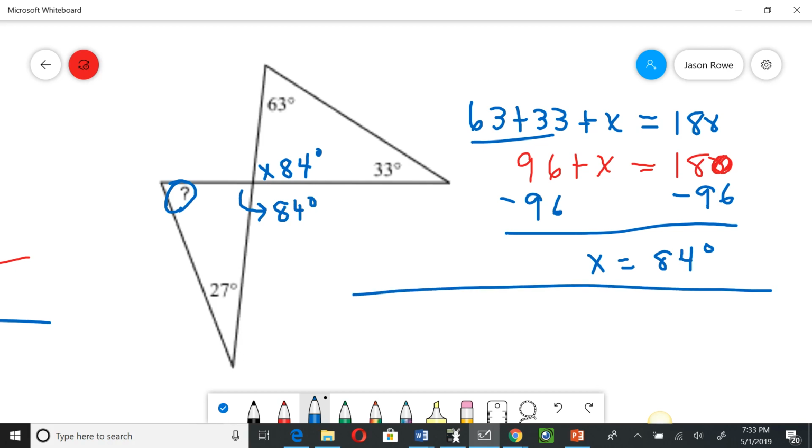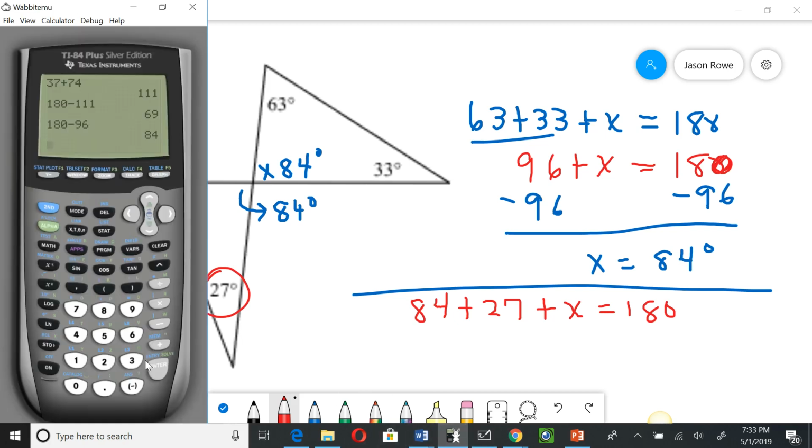So now we have a second part of this problem. We've got to use 84 with 27 to figure out that missing value right there. So 84 plus 27 plus x is going to equal 180. Again, pull out that calculator. We have 84 plus 27. That's going to equal 111.